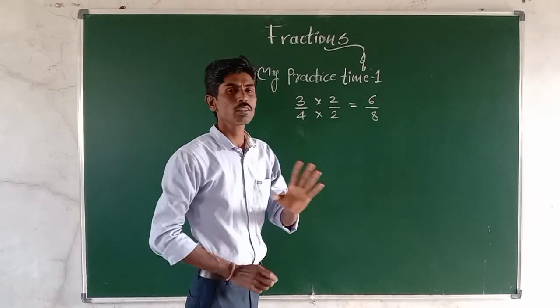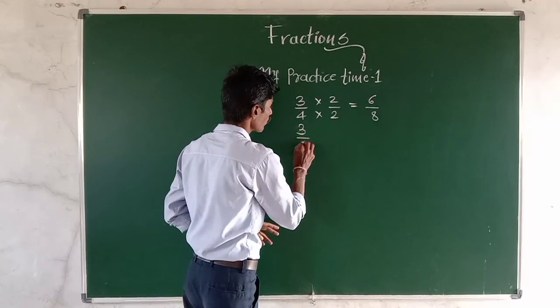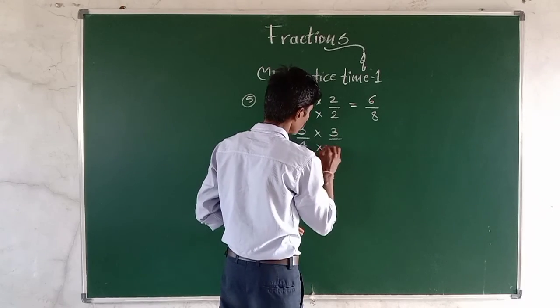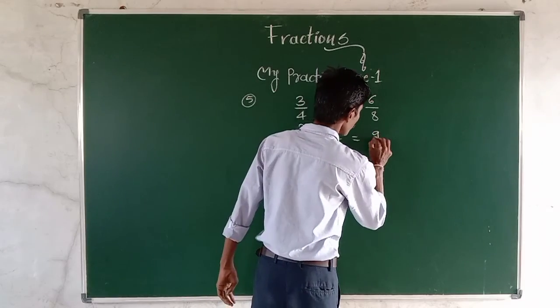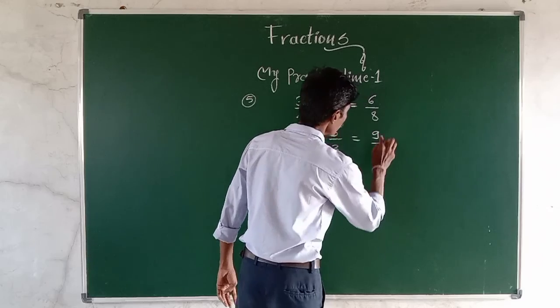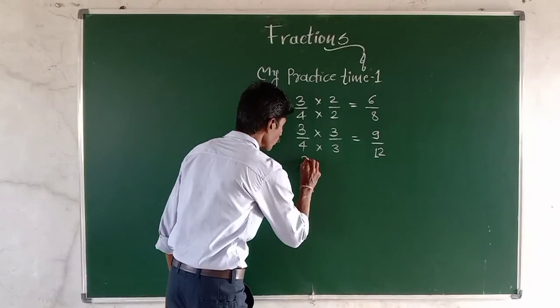But they ask us to find three equivalent fractions. So for 3 by 4, again we multiply by 3. 3 into 3 is 9, and 4 into 3 is 12. Again, this 9 by 12 is equivalent to 3 by 4. We will take another example.